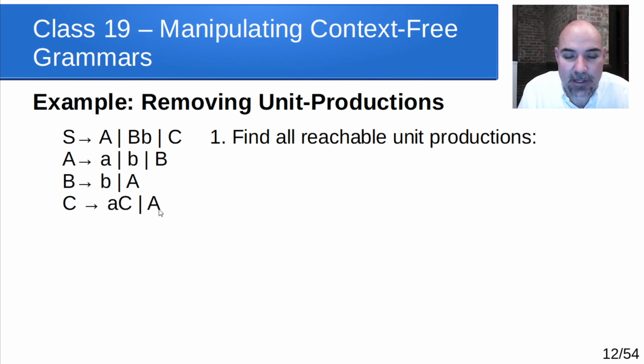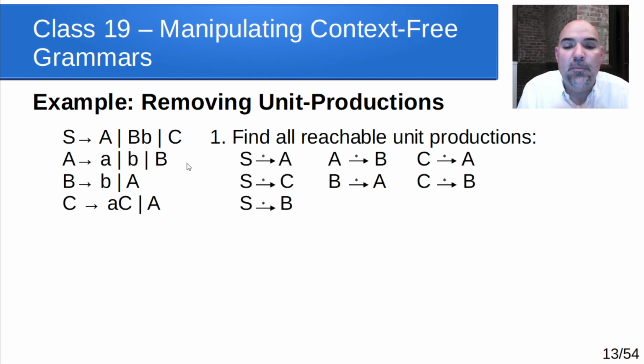And there's one other one here that's a little bit trickier to spot. And that is, notice that since S could produce A and A could produce B, S can also, after two steps, produce just B. S could result in just B. So all of the unit productions that we have, S can produce A and C and also B. A can produce B, B can produce A, C can produce A, C can produce B.